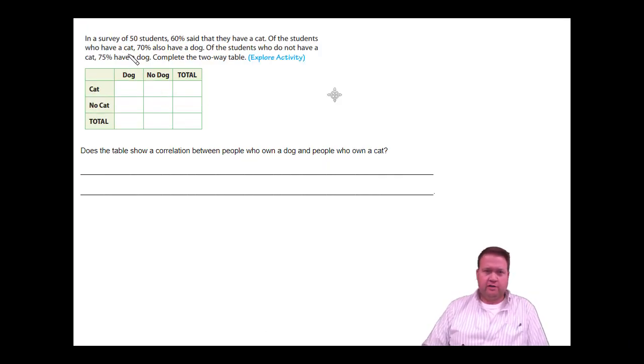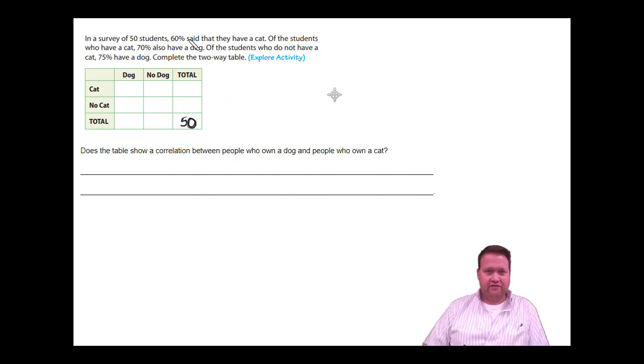So here we go again with another problem. In a survey of 50 students, once I know that 50 students were surveyed, that's my total, the whole table, everything adds up. It's got to represent 50 kids were asked this question.